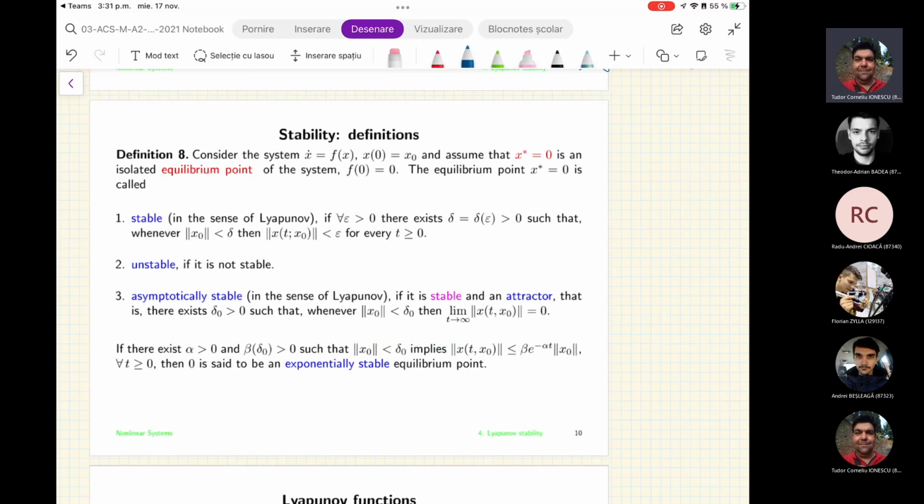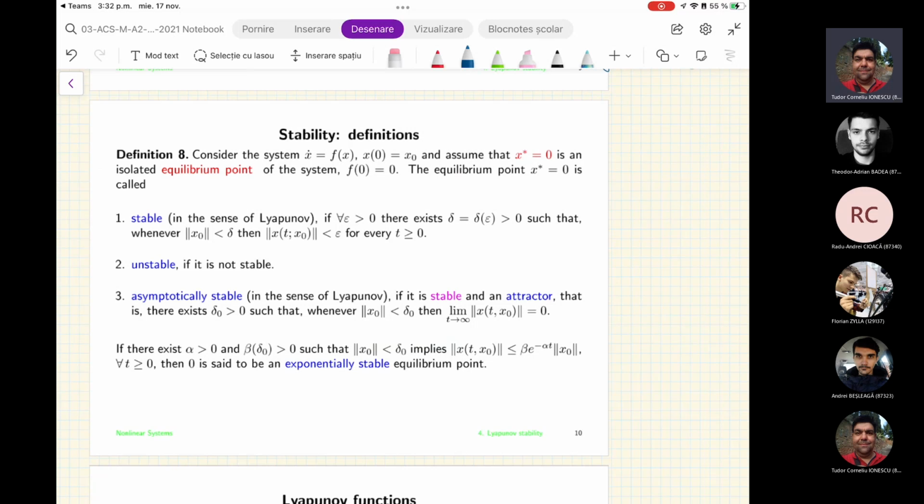the norm of the initial condition is smaller than delta, then, if you have an initial condition whose norm is bounded, the trajectory, depending on time and that specific initial condition, is also bounded. So it's not infinite. It's also bounded for any t non-negative, for any moment in time. Of course, unstable if it's not stable.